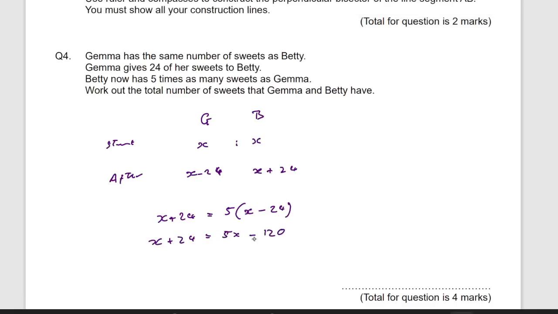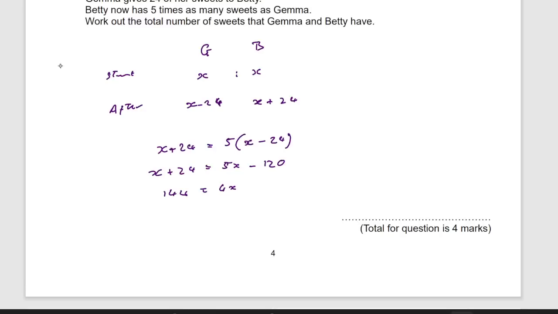So then I'm going to take all my x's to one side, all my numbers to the other side. So 144 is going to be equal to 4x. And then in theory, I could solve for x at this point, but realistically, the question is to work out the total number of sweets that Gemma and Betty have. So I want to work out 2x. So 2x is going to be equal to half of that, so 72. Don't need to go any further than that.